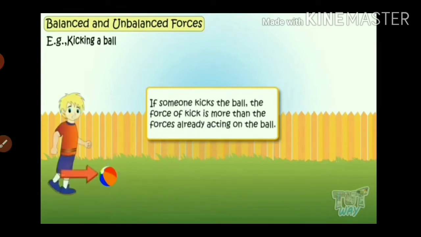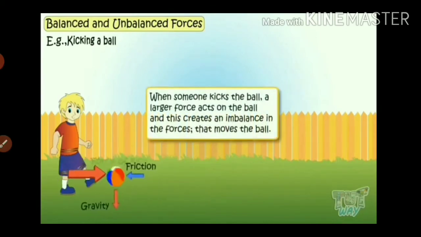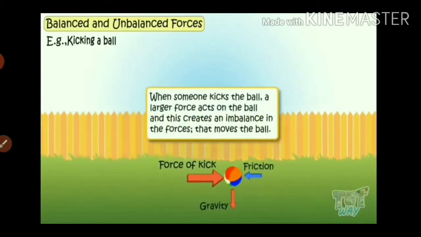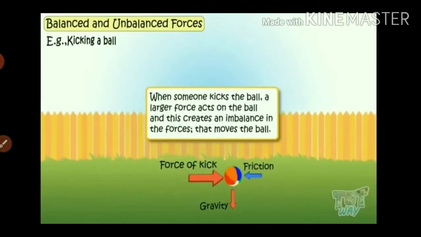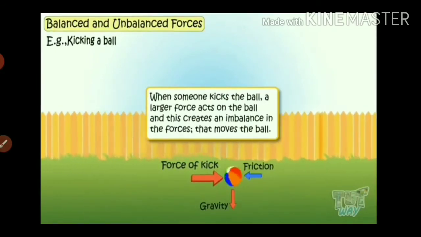If someone kicks the ball, the force of the kick is more than the forces already acting on the ball. That is, gravity is pulling the ball, and the ground is pushing the ball. Both forces were equal and opposite. That is, balanced forces were acting on the ball. But when someone kicked it, a larger force acted on the ball, and that created an imbalance in the forces that moves the ball.